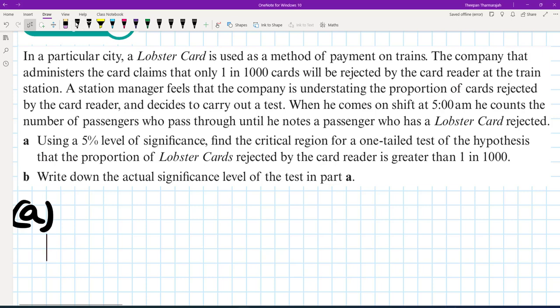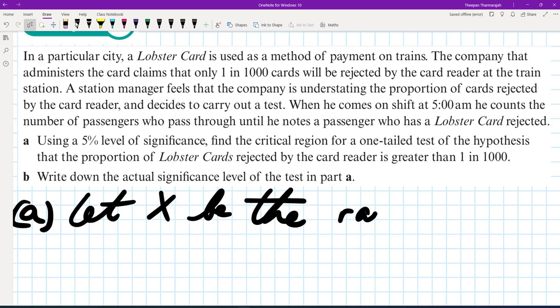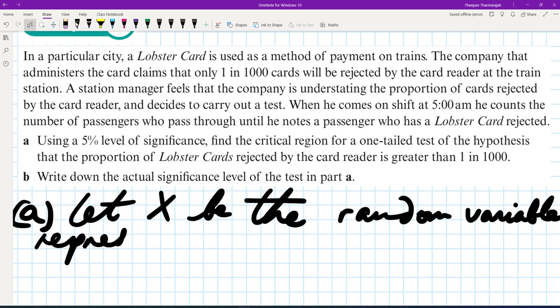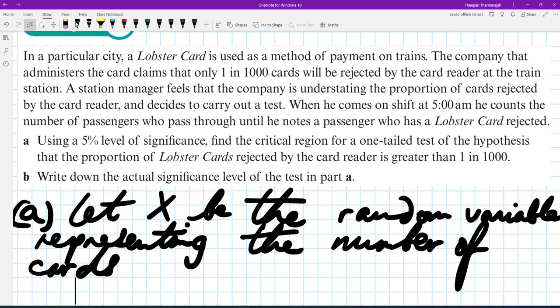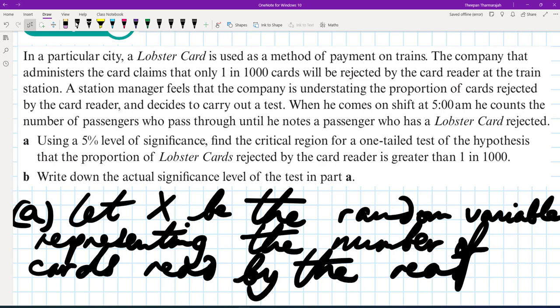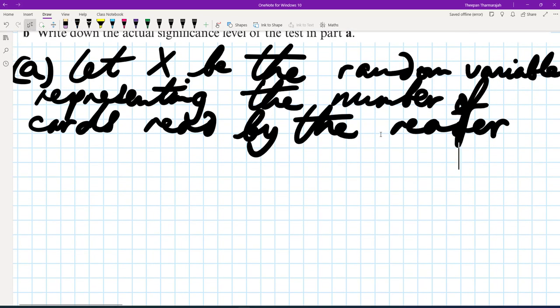So let's start off by defining the random variable. So we say let X be the random variable representing the number of cards read by the reader until 1 is rejected.